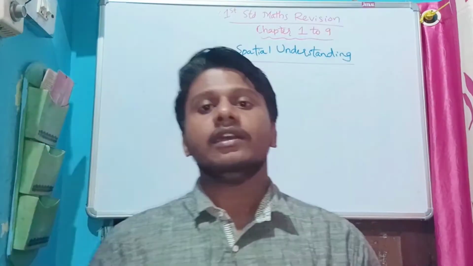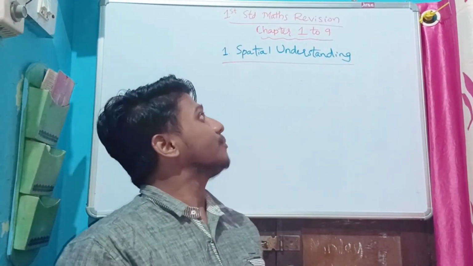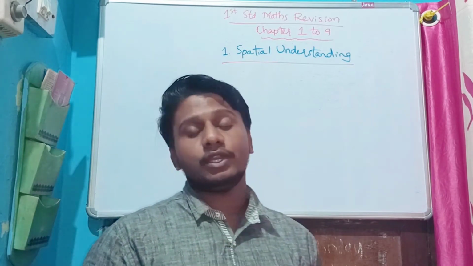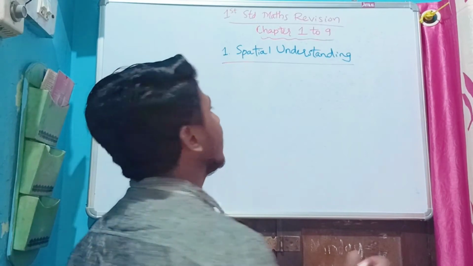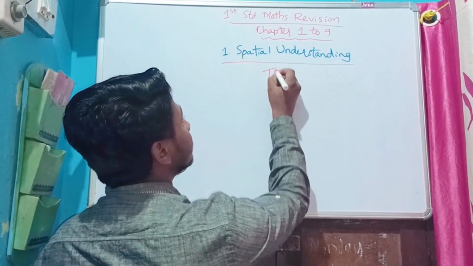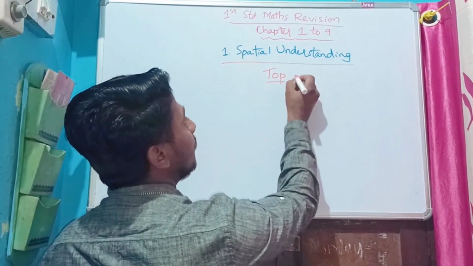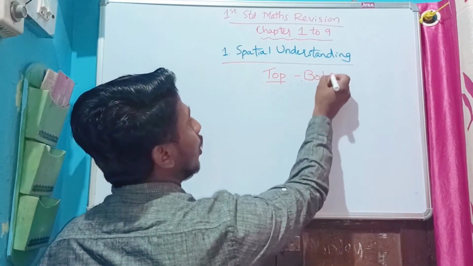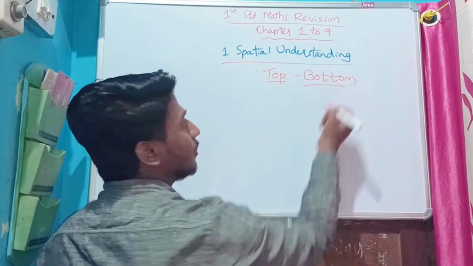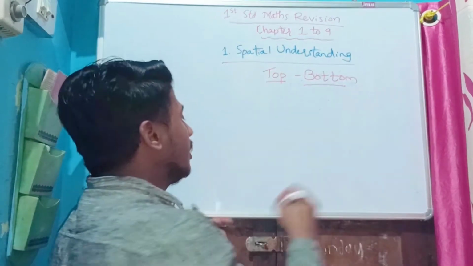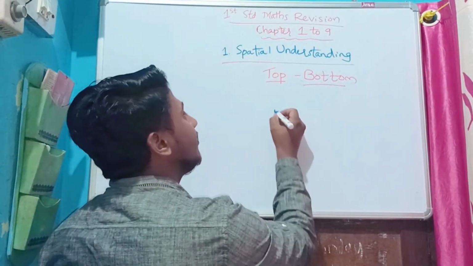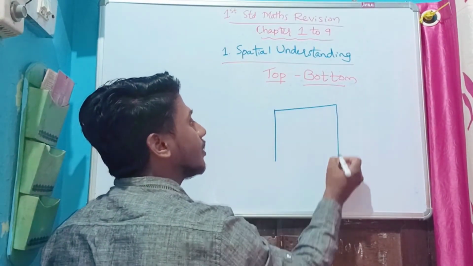Okay. Starting with the first chapter, that is spatial understanding. In this chapter you studied about different positions. Yes. So let's study once again. We studied about something called as top and bottom. Yes. Top and bottom. So for this you can consider an example.